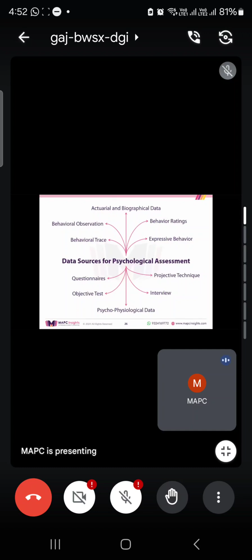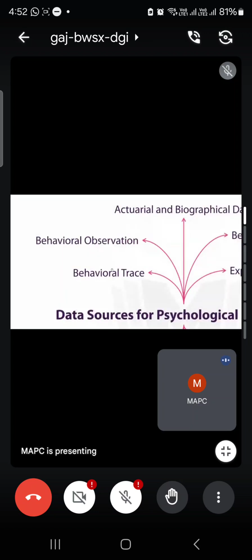Now, when we perform a psychological test, we are collecting various data, and we have various forms of data. So you can see here, data sources for psychological assessment. What are the data sources?